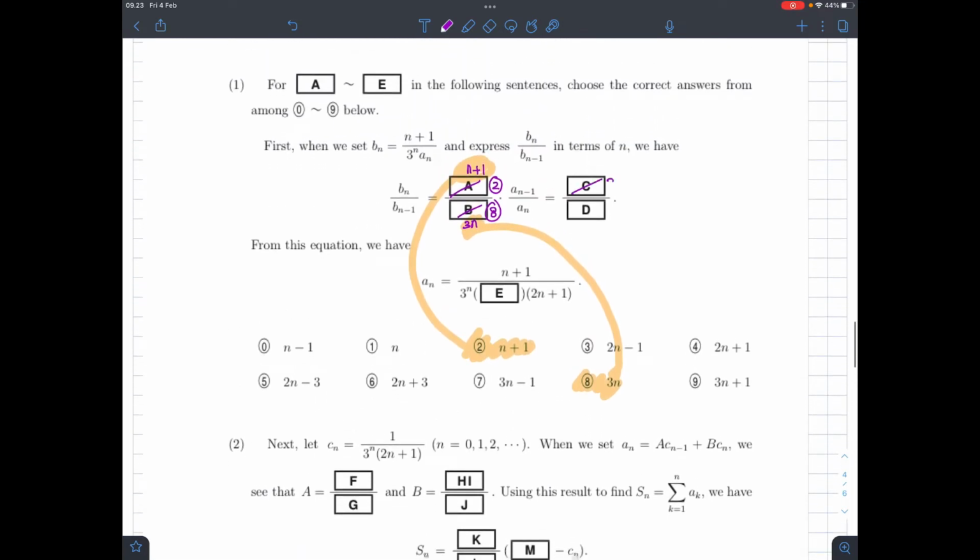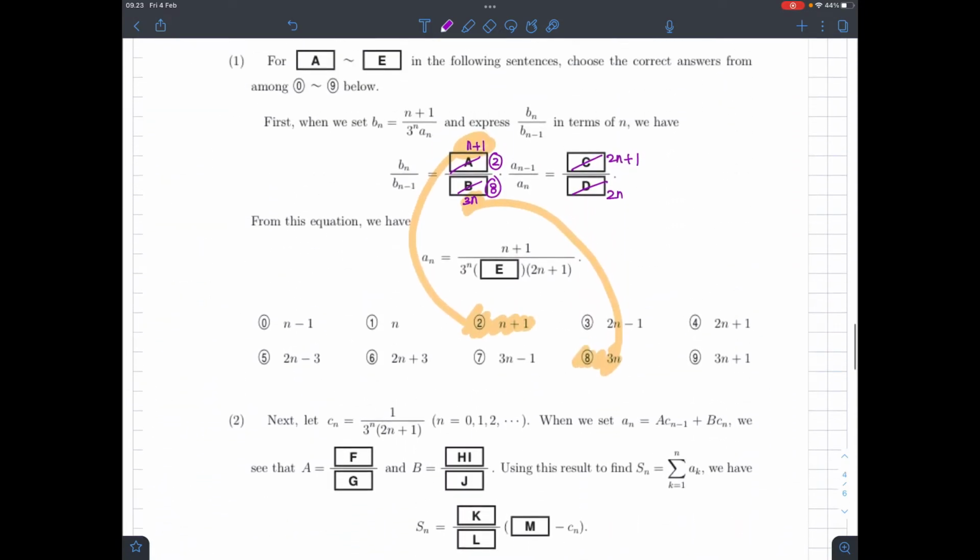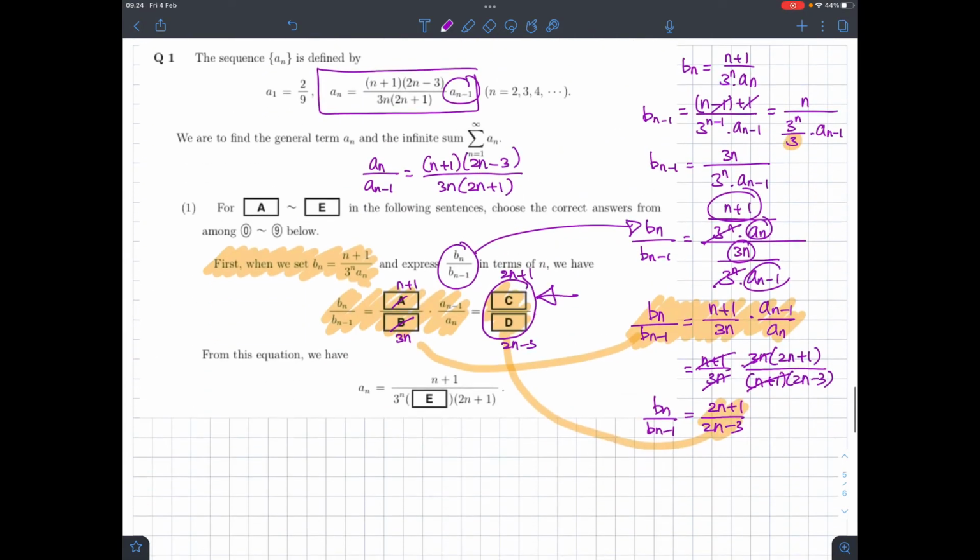Okay, here this is 2n plus 1 and this is 2n minus 3. Find the option: 2n plus 1 here gives 4, and 2n minus 3, sorry, here gives 5. So for C you will answer with 4, and for D you will answer with 5. Okay, let's continue.